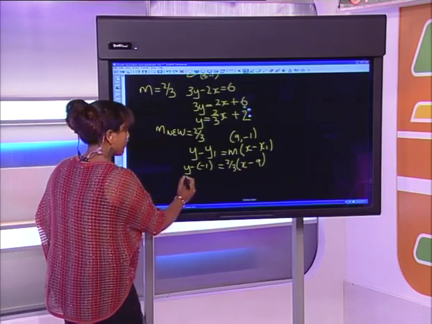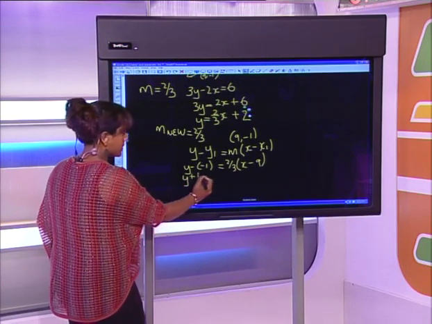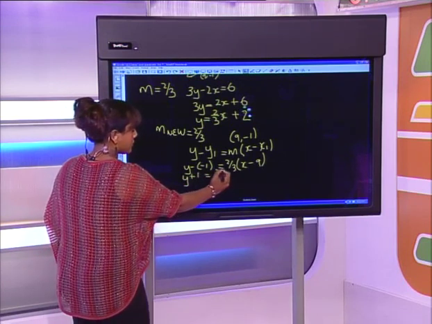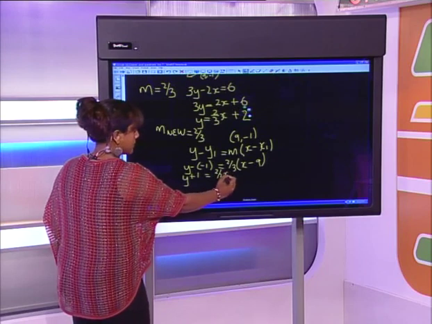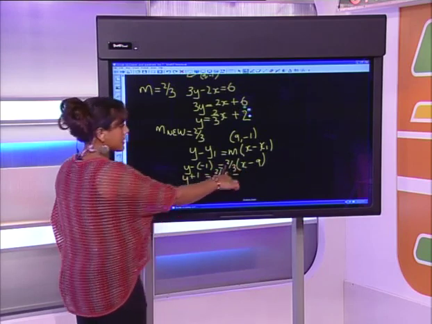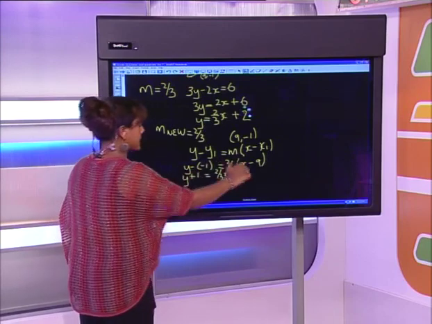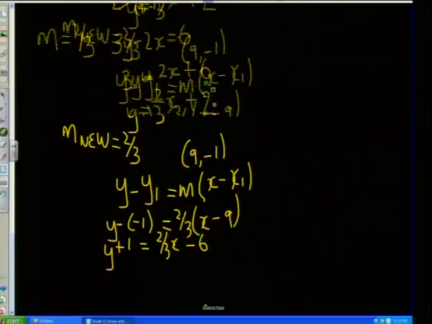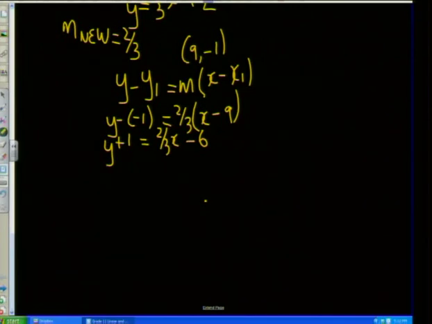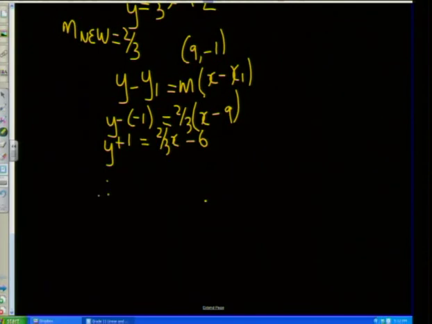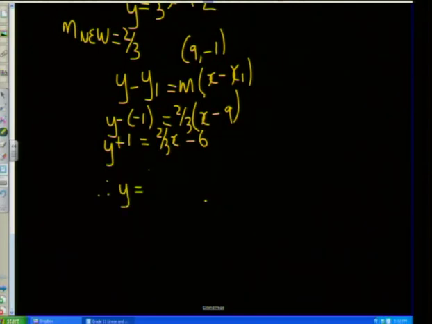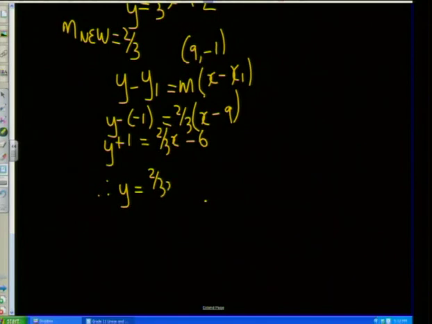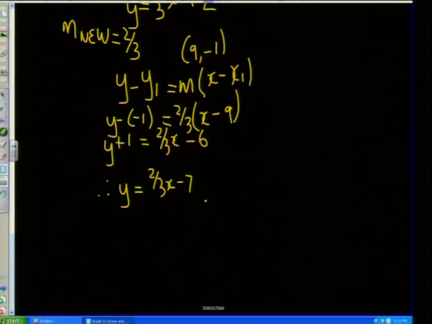Alright, so I'm going to get y plus 1 is equal to 2/3 x minus 9 times 2/3, which will get 6. Alright, so we've got y plus 1 is equal to 2/3 x minus 6. Therefore, y would be equal to 2/3 x minus 7, bringing the constant over from the left-hand side.